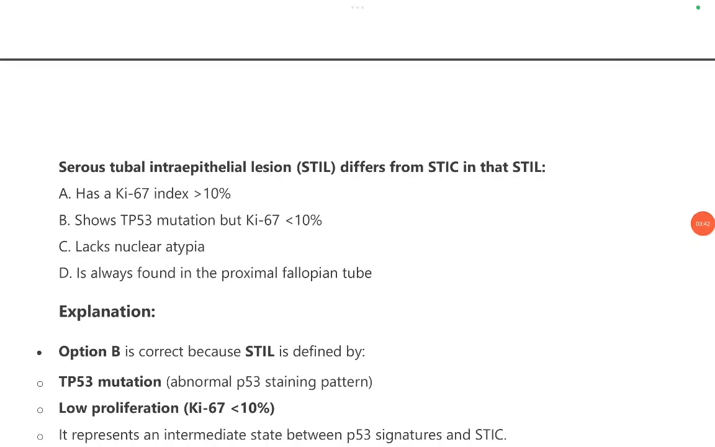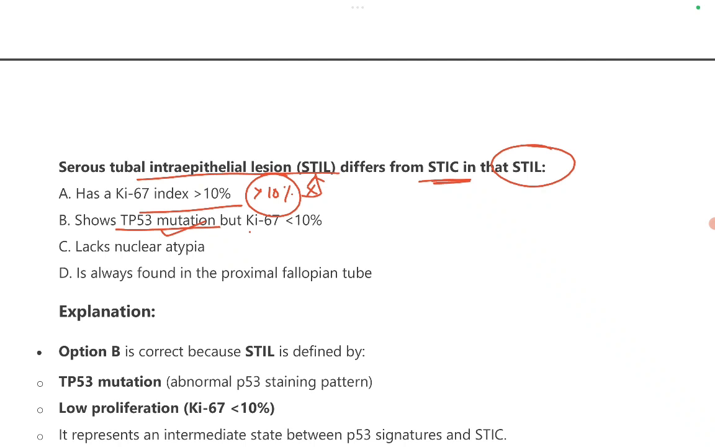Now in the next question, a STIL lesion differs from STIC in that STIL has a Ki-67 of greater than 10%. It is wrong because only carcinoma will have a Ki-67 of greater than 10%. So it is not diagnostic for STIL. Then the second option is it shows TP53 mutation, which is true, and the Ki-67 is less than 10%, which is also true. It lacks nuclear atypia. So here nuclear atypia has just begun, and it doesn't lack nuclear atypia, so there is some degree of atypia.